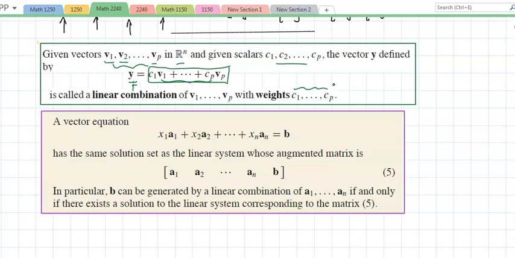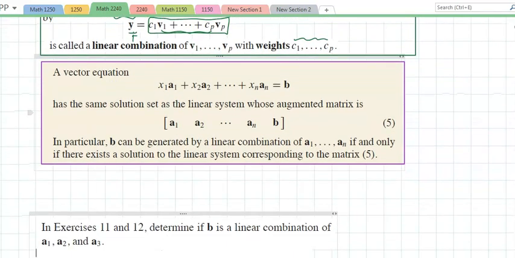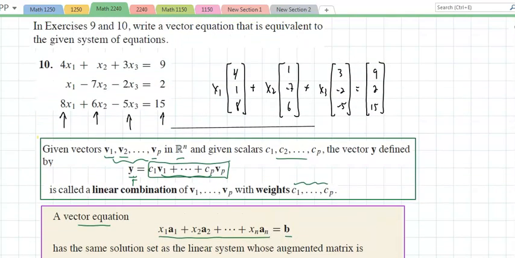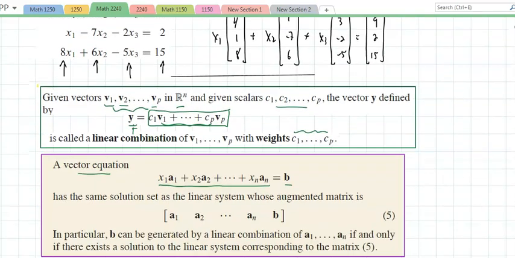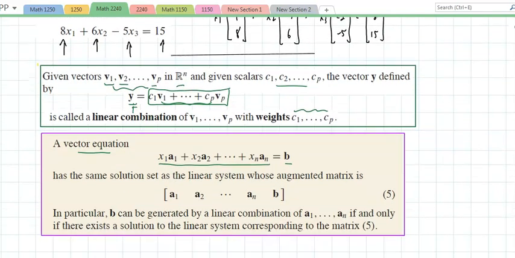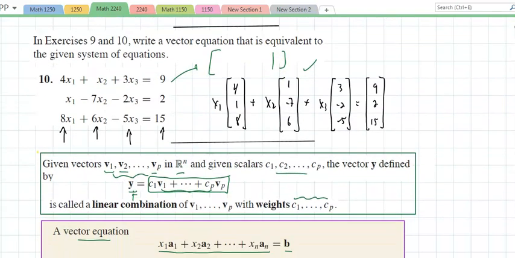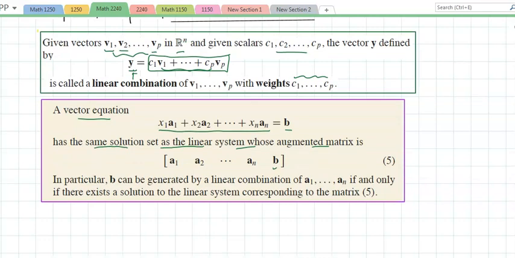I'll show you a couple of examples in a minute. Now, if I look at a vector equation, that's what we just did in the previous example. That's really number 10, and this is the vector equation. A vector equation has the same solution set as the linear system whose augmented matrix. Well, it's very simple. Can't I go from this to the augmented matrix? Shouldn't that be the same thing? They should have the same solution, right?